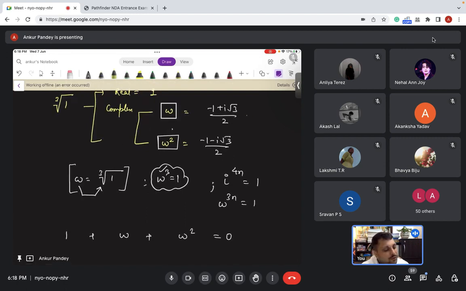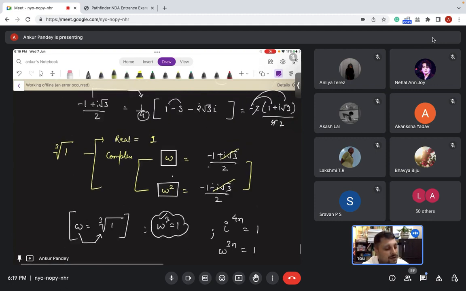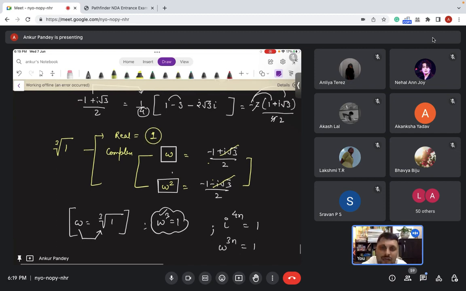What is omega plus omega square? This part and this part got cancelled. Minus 1 by 2 and minus 1 by 2 is a negative 1. Negative 1 plus 1 will be equal to 0, na? That's what I have written. Clear?